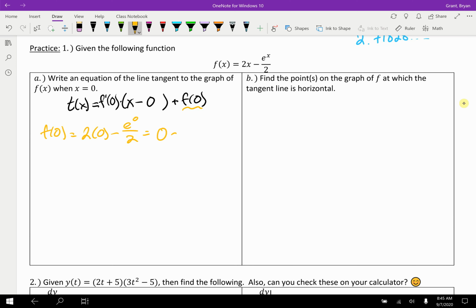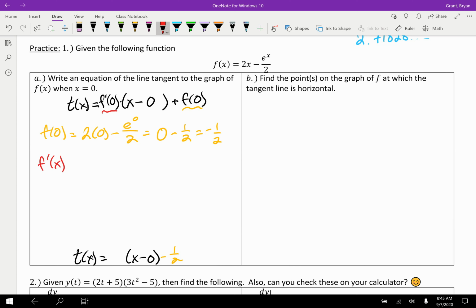We can get 0 minus 1 over 2, or negative 1/2. Our tangent line then, I'll leave space for the slope, x minus 0, you could just say x, of course, is going to end in a minus 1/2. And let's look at f prime of 0. First, f prime of x.